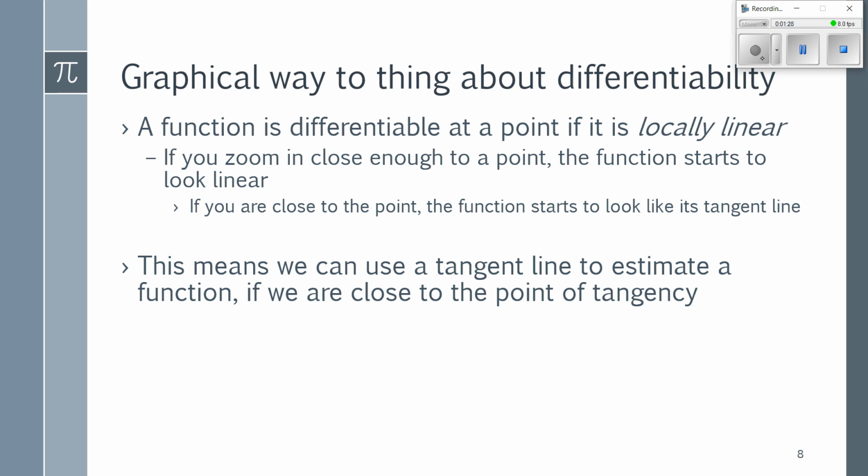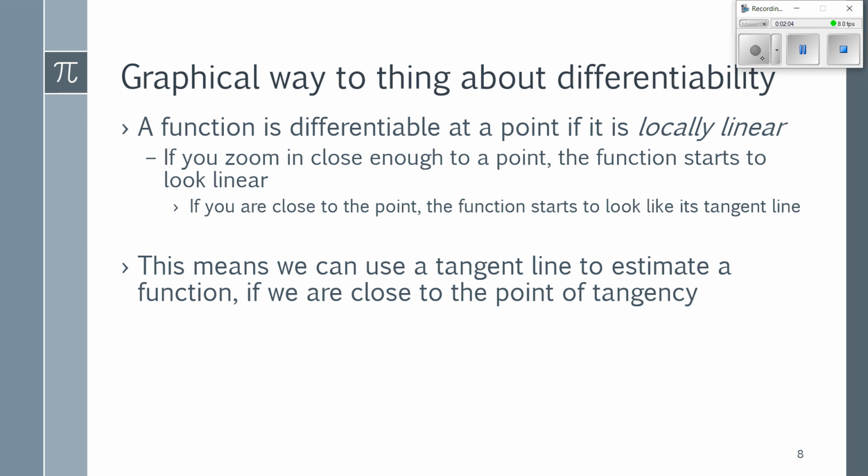And it's a lot easier to plug x's like 3.0278 into a linear function than it is to plug into, say, a quartic polynomial or a fifth degree polynomial. So the math is easier if we can use a tangent line to estimate, because there are a lot of times in life where we don't actually need the exact value, we just need something close. And if we can use a tangent line to get that close enough, well, that's a lot easier.